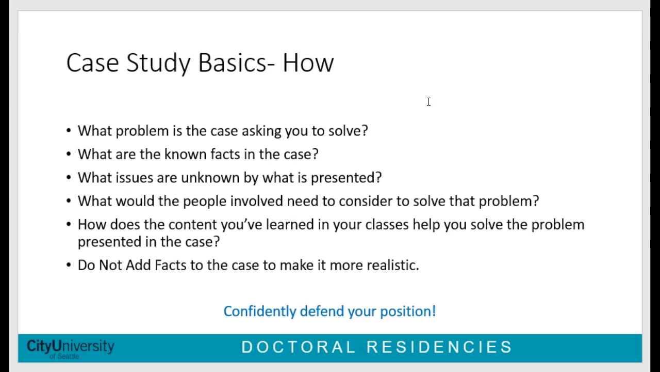So you want to look at what the problem is. What is the problem that is being presented to you? Then you want to gather the known facts. What is the case study telling you are the facts? And I'll jump down to the bottom really quick.